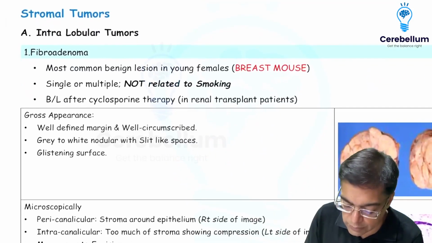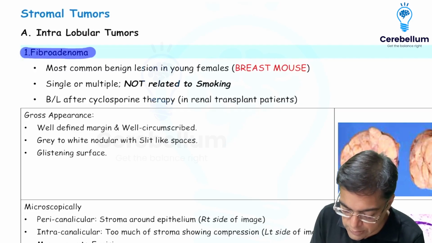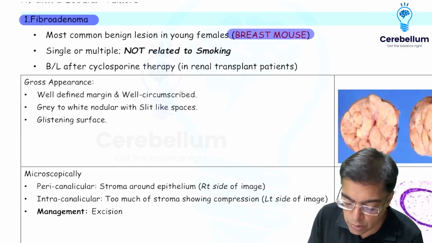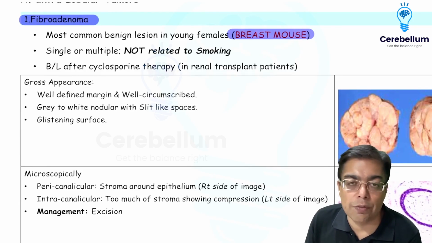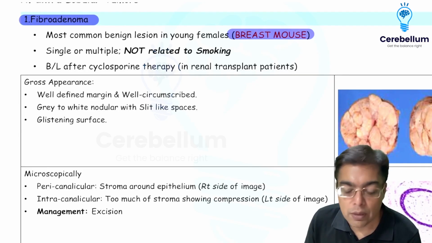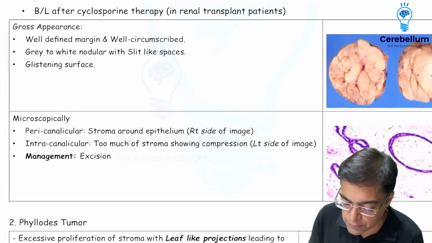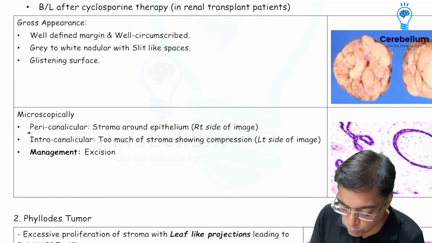The moment we are thinking in terms of stromal tumors, one of the commonest tumors that is observed clinically, on which questions are asked in the exam, is a fibroadenoma, and that tumor is also given the name of a breast mouse. This tumor tends to be unilateral, but it may be bilateral, especially in a female who has been put on immunosuppression because of cyclosporine. Gross appearance, the tumor is going to be well defined and it is going to have a glistening surface. And microscopically, two variants are present.